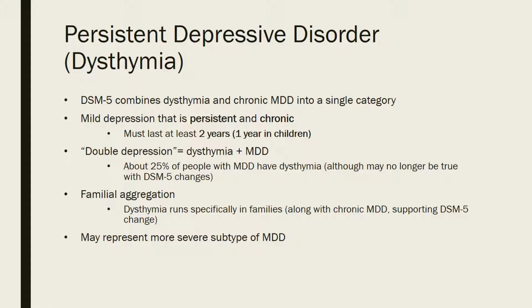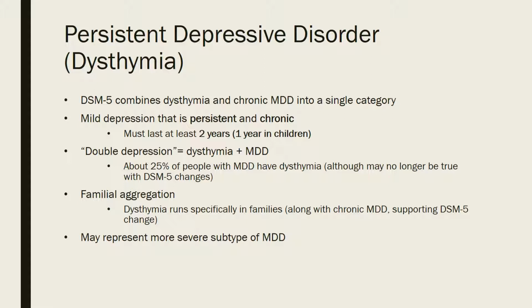The term double depression was coined. That's when you might have dysthymia plus a major depressive disorder. So you just have this undercurrent of I feel sad all the time. I have this depression all the time. And then it spikes and you have a major depressive episode. So about 25% of people with major depressive disorders have dysthymia. Although it may no longer be true with DSM-5 changes. We'll talk about that in class.